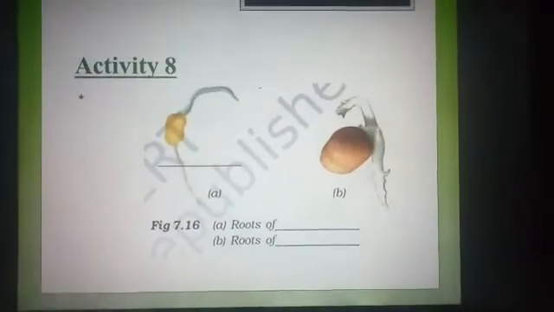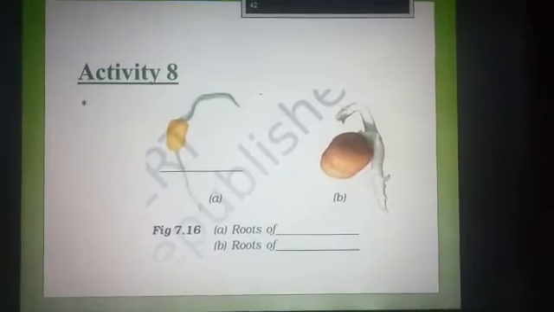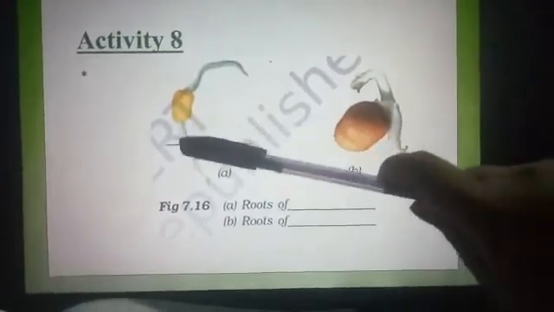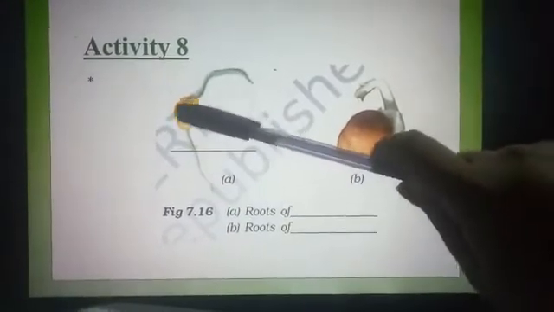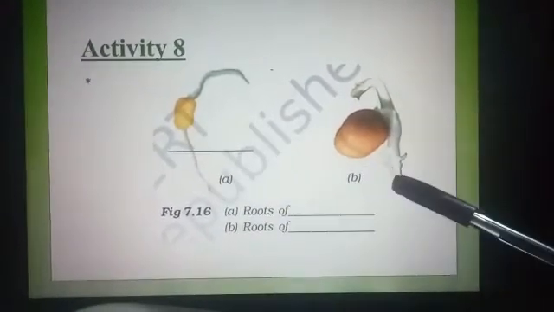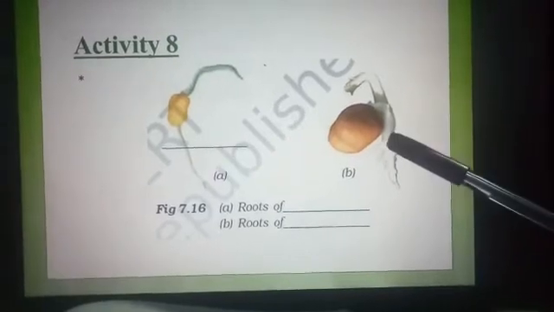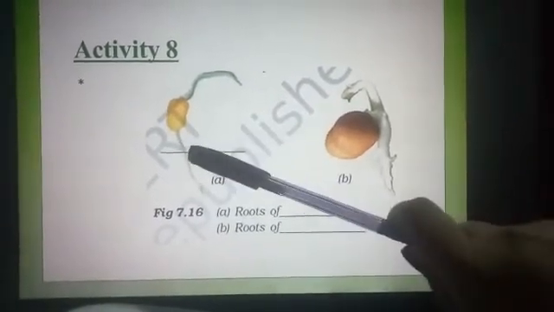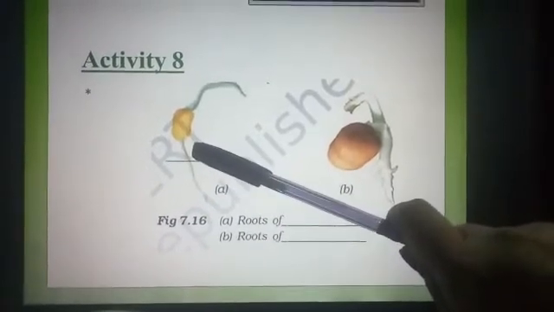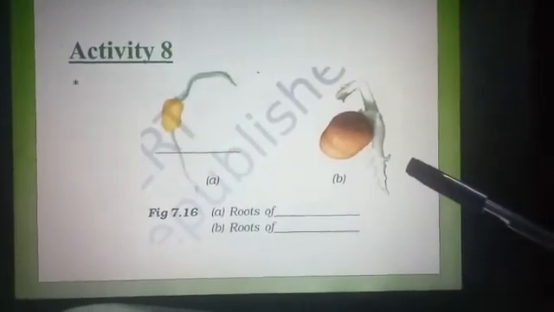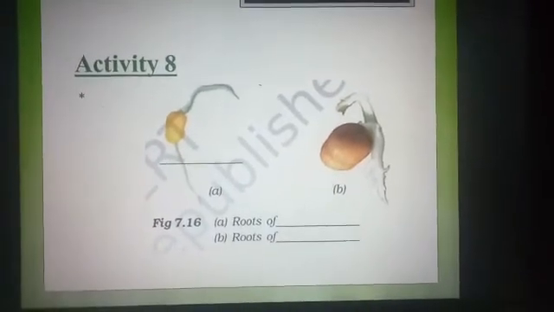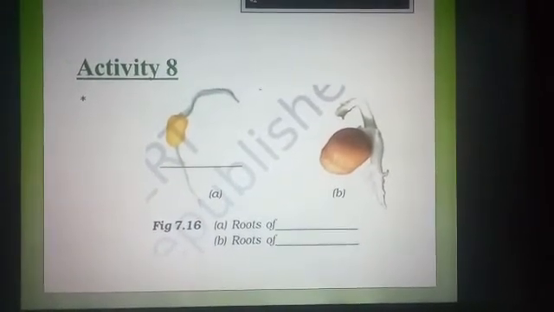Then next we have activity number 8. What you have to do is fill in the blanks. Just observe these seeds. Here you are observing a single root, and here so many branching roots, right? So this one is indicating one type of root, and this one some other type. This is for gram and this is for maize, right? Root of gram and root of maize. One of them is taproot, the other one is fibrous root.